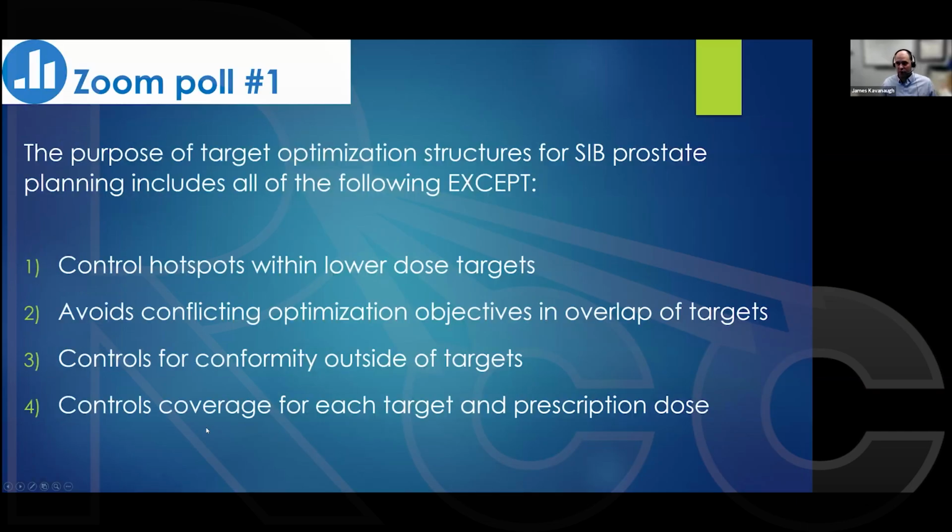All right, so this gets us into our first Zoom poll question. Didn't think I'd forget about these. So I'll read it out. This is related to the previous 4 slides. The purpose of target optimization structures for SIB prostate planning includes the following, except: control hotspots within the lower dose target, avoids conflicting optimization objectives in overlap of targets, controls for conformity outside of targets, and controls coverage of each target and prescription dose. Remember, except, so you want to find the one that's not true.